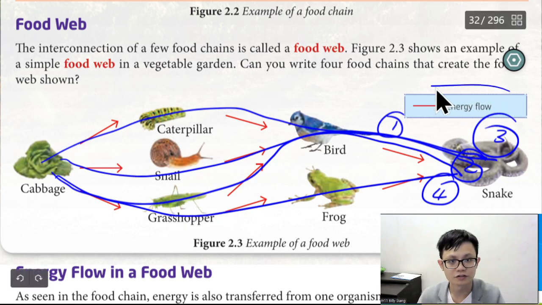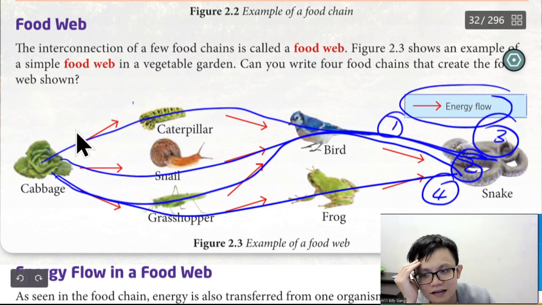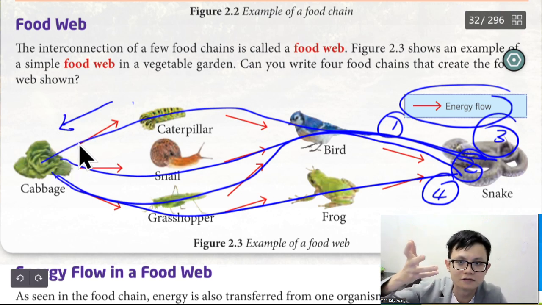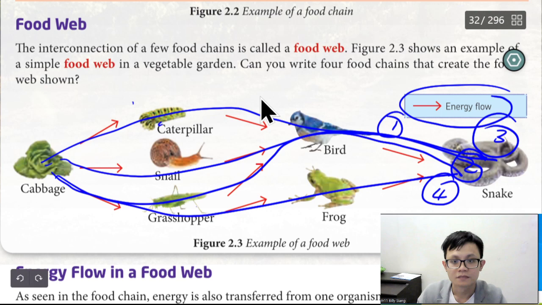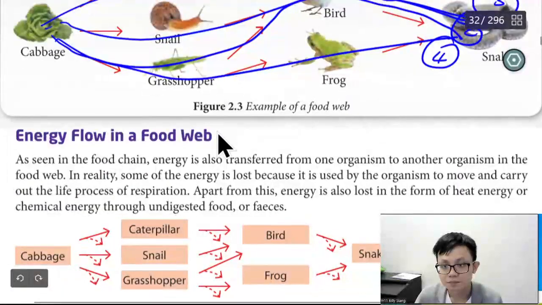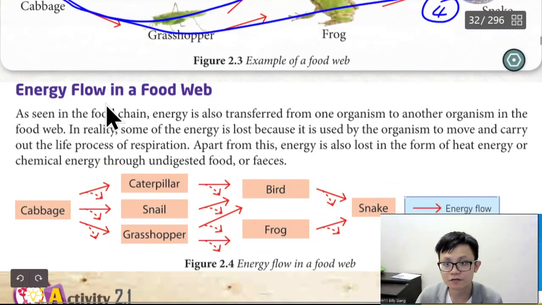And this one also shows the energy flow. Some students start to get confused. The caterpillar eats the cabbage, so the arrow goes like that. Wrong already, because the arrow goes this way, not that way, due to energy flow. This arrow doesn't mean eat, it means energy flow. The energy goes to here, then the energy goes to here, the energy goes to here. So that is energy flow in the food web.